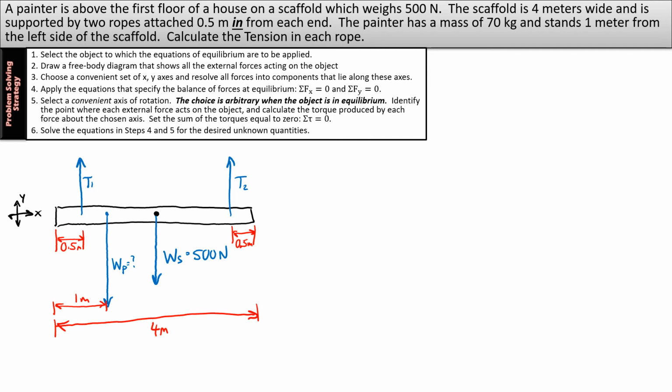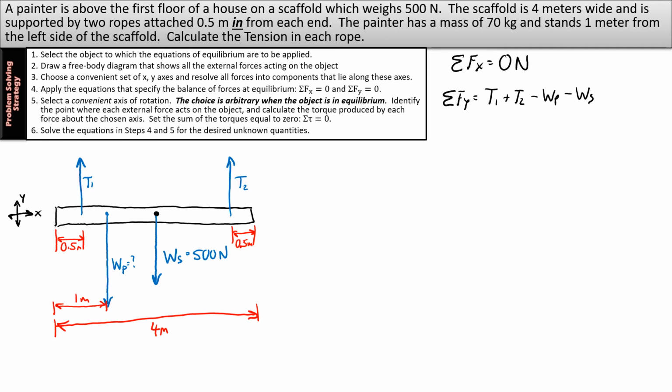So the net force in the x direction is equal to 0 newtons, because there's no forces in the x direction. The net force in the y direction is a little bit more interesting. Going upward, we got T1 plus T2. Going downward, we have minus WP minus WS. Okay, should we find the weight first?